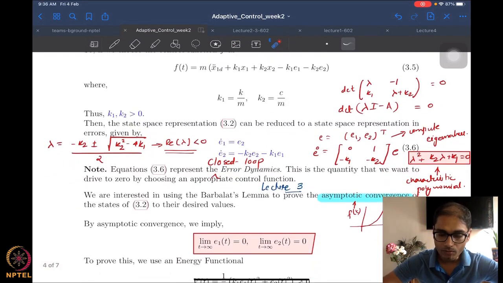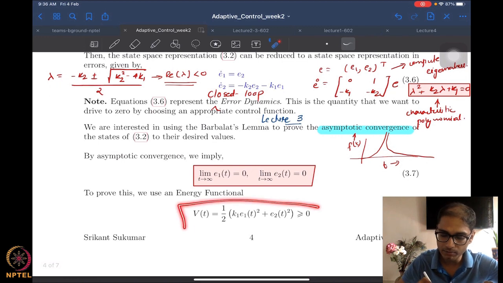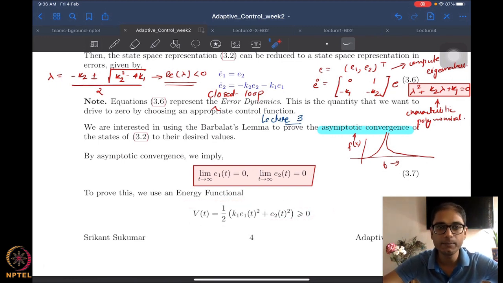Then we created this target system that we wanted to achieve, and we did that by choosing a very specific feedback controller. It was evident to us by standard linear systems methods that this is an exponentially stable system. However, we want to prove the same using energy functionals like these, because this is what will eventually help us when the target systems turn out to be nonlinear, and also in adaptive control cases.